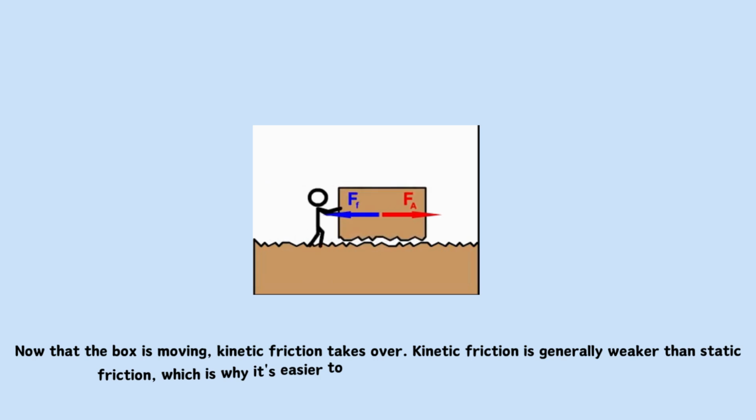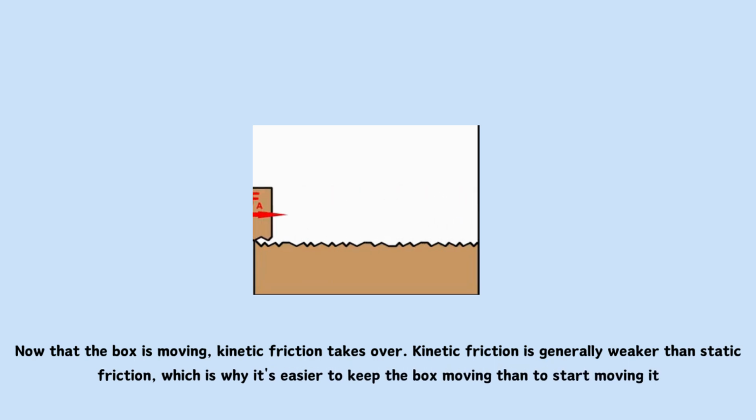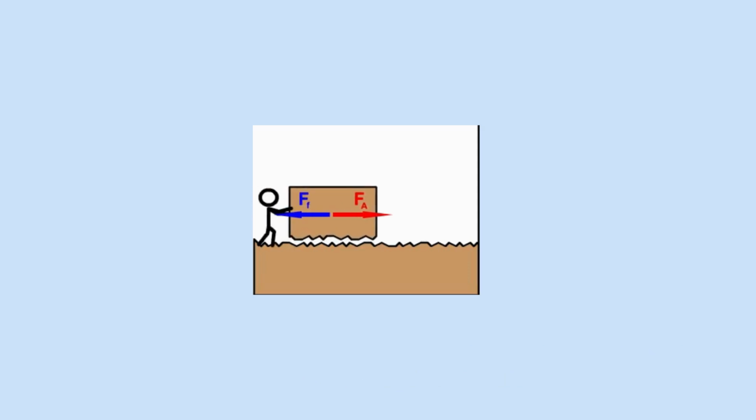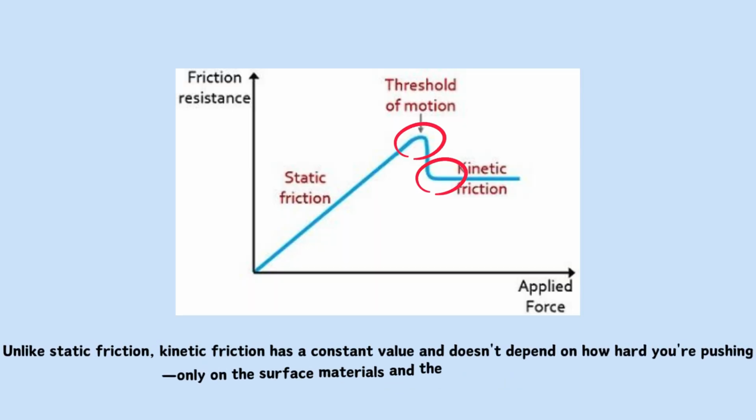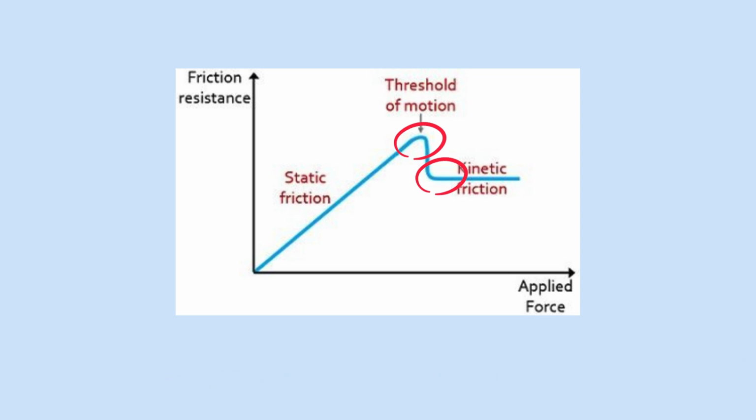Now that the box is moving, kinetic friction takes over. Kinetic friction is generally weaker than static friction, which is why it's easier to keep the box moving than to start moving it. Unlike static friction, kinetic friction has a constant value and doesn't depend on how hard you're pushing, only on the surface material and the weight of the object.